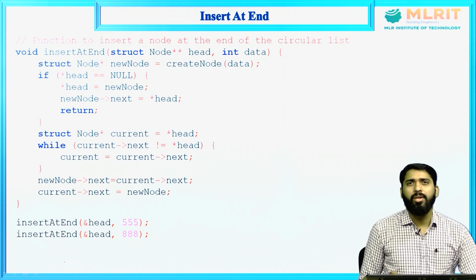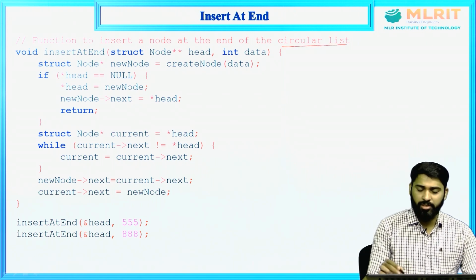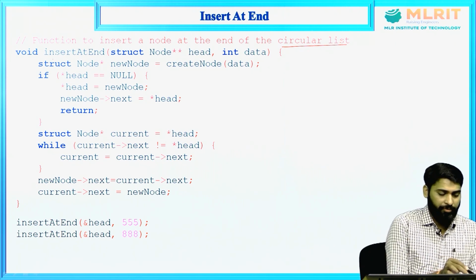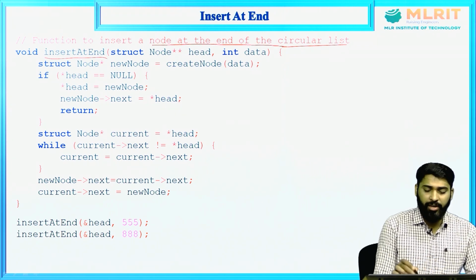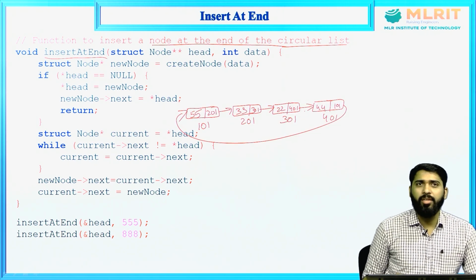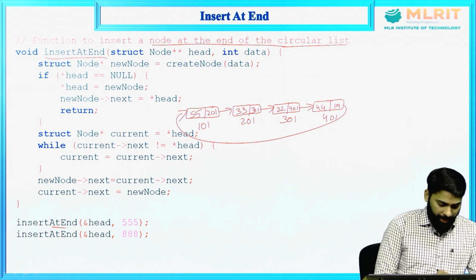So now we see how to insert a node at the end of the circular list. For that we are using one function. The function is insert at end. This function inserts a node at the end of the circular list. So let us assume this is the circular single linked list. Now I try to insert at end.